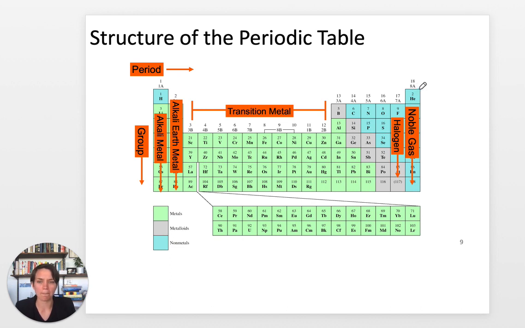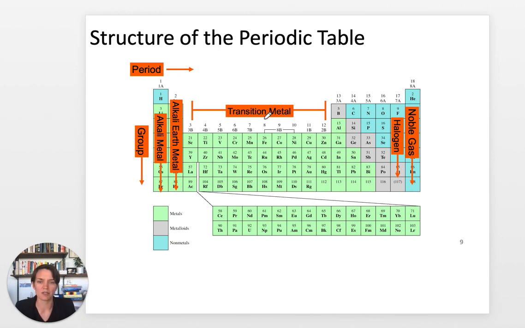Okay, so in green here are all of our metals. In blue, we have our nonmetals, and then in gray here we have our metalloids. So if you think of the staircase, the metalloids are kind of bordering either side, and they have some properties that are similar to metals, some properties that are similar to nonmetals.